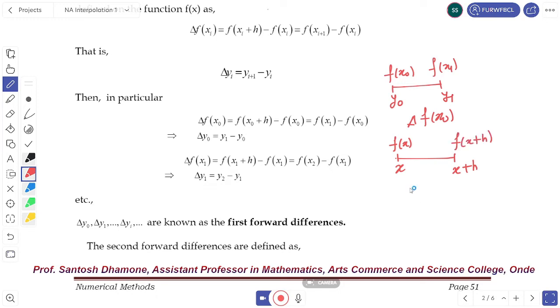Therefore, delta f of x is equal to f of x plus h minus f of x. This is the forward difference operator known as delta. Delta f of x is equal to f of x plus h minus f of x. This is the formula. Delta f of x1 is equal to f of x1 plus h minus f of x1, which is equal to f of x2 minus f of x1. This implies that delta y1 is equal to y2 minus y1, etc. Delta y0, delta y1 up to so on delta yi are known as the first forward differences.